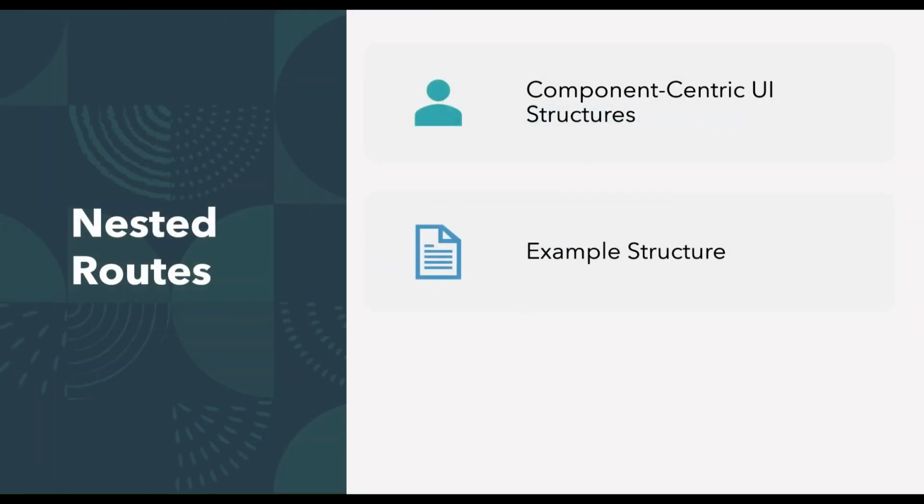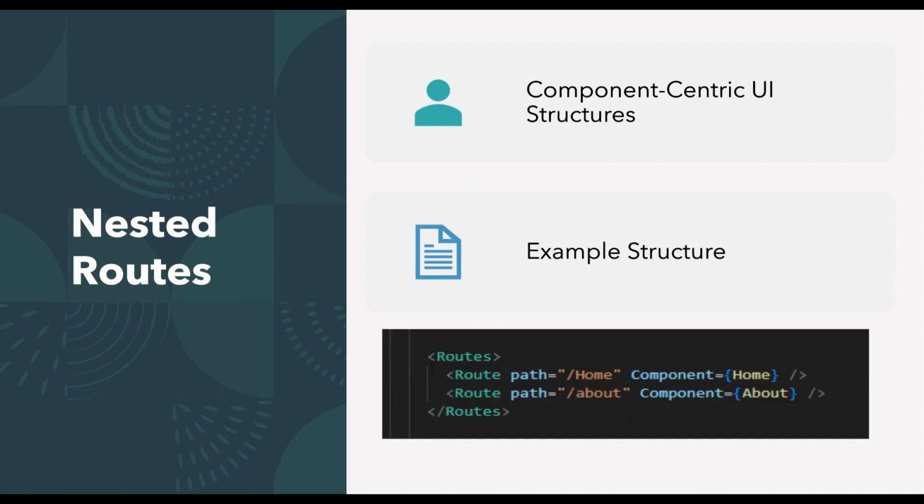First stop, nested routes. With v6, declaring nested routes has never been this intuitive. They are declared directly inside the components, making the structure super clear. There is a clear example in the Day 8 video on how to use the Routes component.